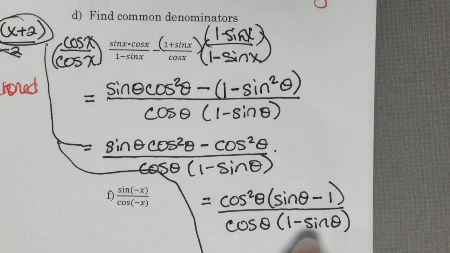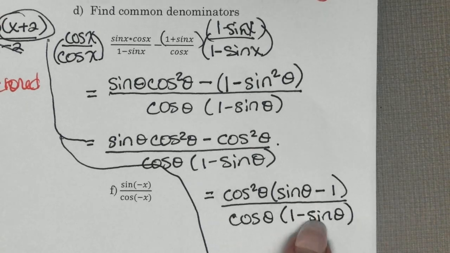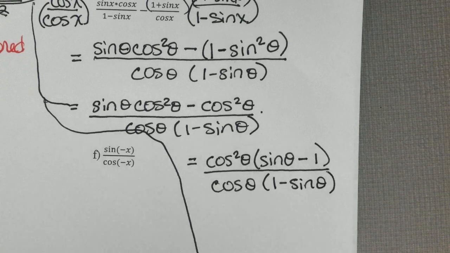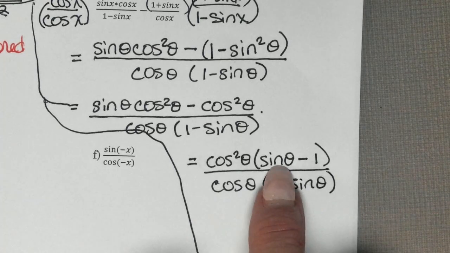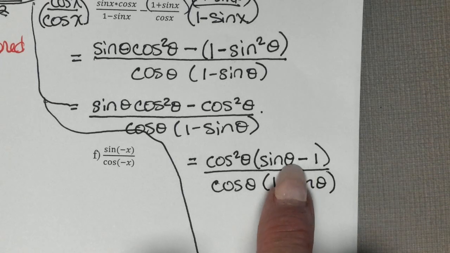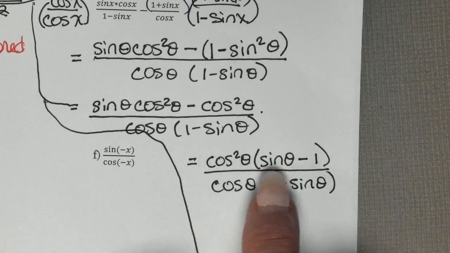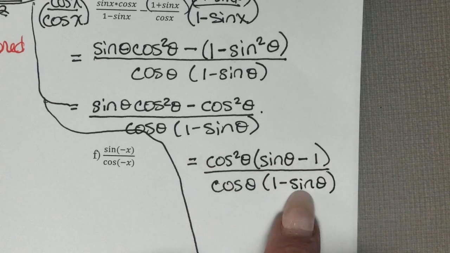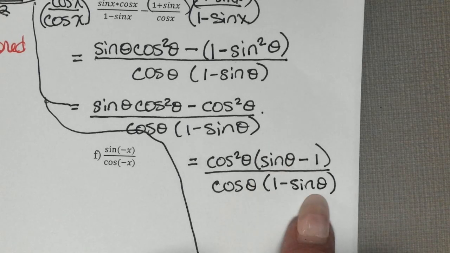Now, these are very close to the same thing. The only thing different is I need to factor out a negative 1 here. So if I were to factor out a negative 1, it would change the sign of each of these, and then I could cancel these out.